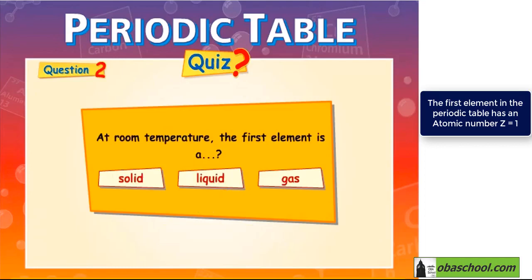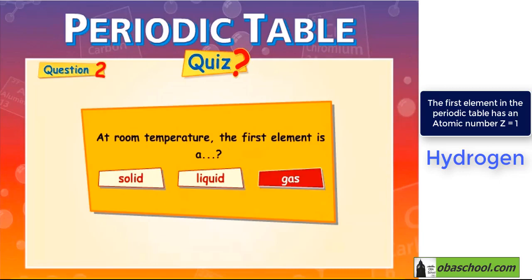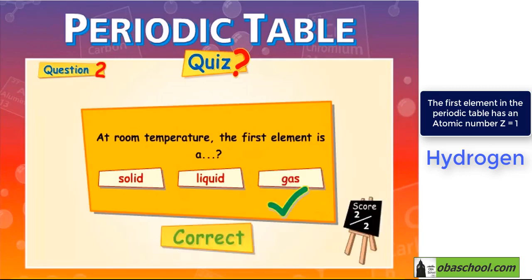At room temperature, the first element is a solid, liquid, or gas. So we now know that the first element is hydrogen. At room temperature, is hydrogen a solid, a liquid, or a gas? Well, hydrogen is a gas at room temperature.